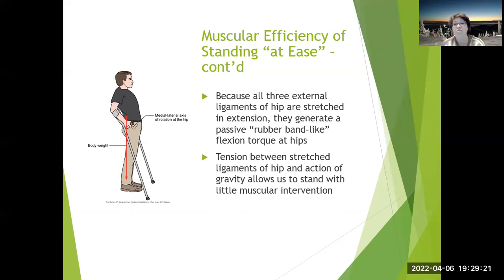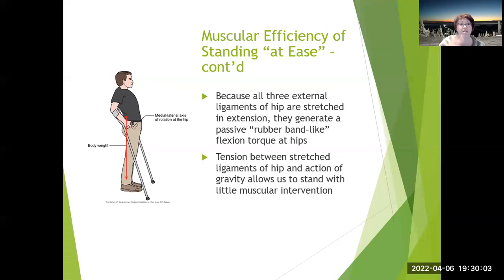The tension between the stretched ligaments of the hip and the action of gravity allows us to stand without using a lot of muscle. So here in the picture, it depicts a person who has paraplegia. They don't have a lot of muscular force in their legs, but they can stand with the aid of braces at the knees and ankles, and by leaning the trunk and the pelvis posteriorly relative to the hip joints, stretching those ligamentous structures that are preventing hip extension.